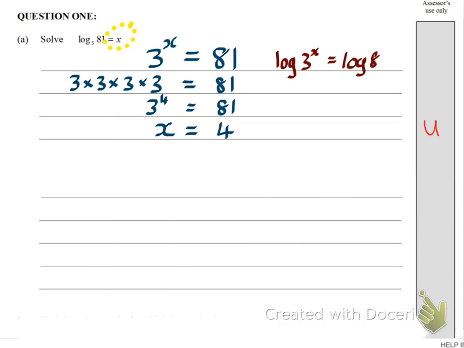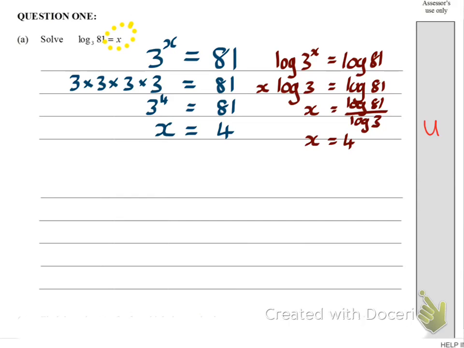You could have done it by taking the log of both sides, that's common log base 10, bring the x out the front, and use your division, and you'll get log of 81 divided by log of 3 is 4.